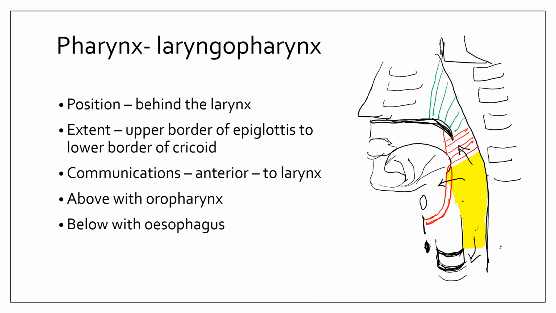Now coming to laryngopharynx, the position is behind the larynx. It extends from, in this diagram, from upper border of the epiglottis to the lower border of the cricoid. So, this is the cricoid cartilage. Communications: anteriorly, it communicates with the larynx through the laryngeal inlet, above with the oropharynx, and below it is continuous with the esophagus.